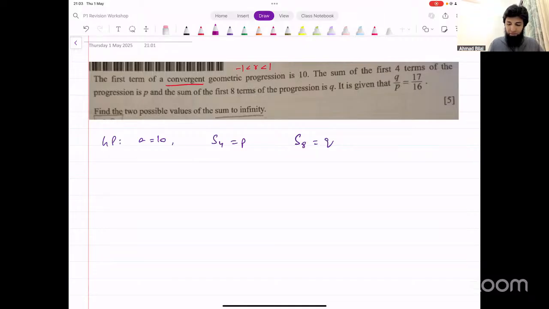Now, what's the formula for sum to infinity? Sum to infinity is given by A over 1 minus R. A is already known, that is 10. We need the ratio. So there will be two possible values of ratio that we would get somehow. And using that, you could find the sum to infinity as well. How would you do that? Sum of the first four terms, that is the formula for that. Sum of a GP is given by a into 1 minus r raised to power n divided by 1 minus r. Just input values in this. A is equal to 10 into 1 minus r raised to power n, which is 4 in this case.